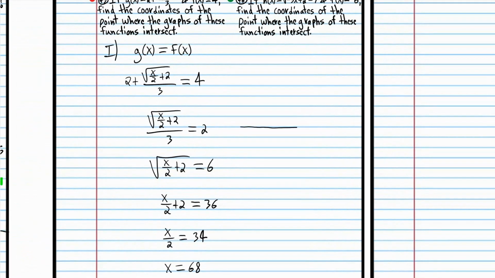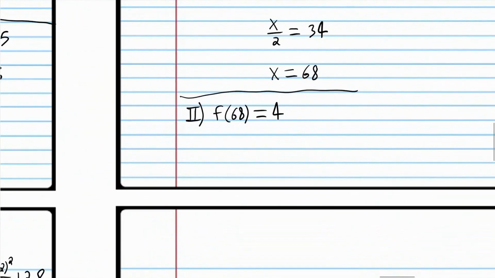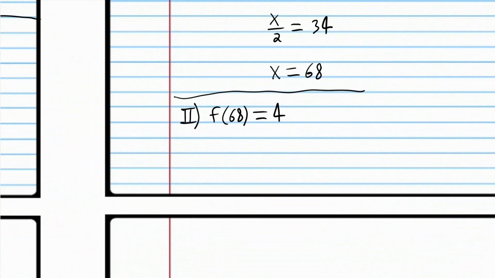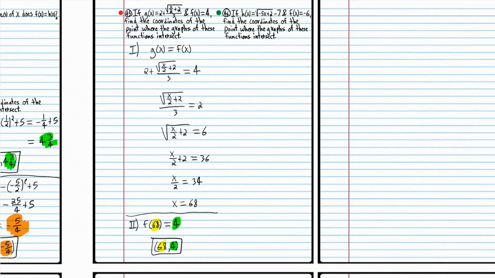So if you graph f of x equals 4, it might look like that, and then your other graph might look something like this. So because this graph is a horizontal line at y equals 4, you know the y value of the point that we're looking for has to be 4. So there's not much work when it comes to that. So the point that we're looking for is 68 comma 4. Okay, so why don't you try number 46. When you come back, we'll do it together.